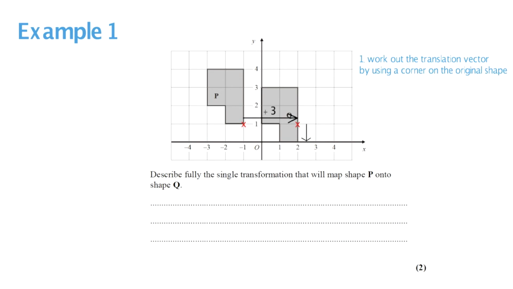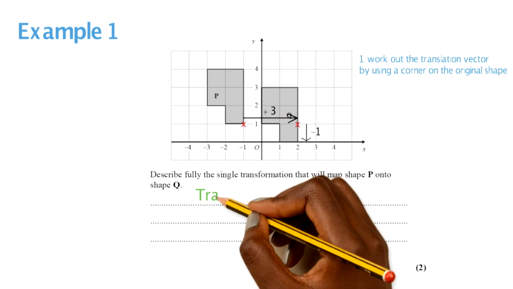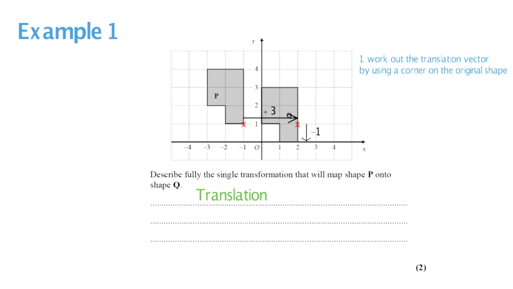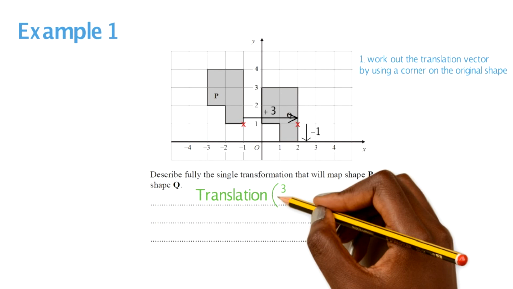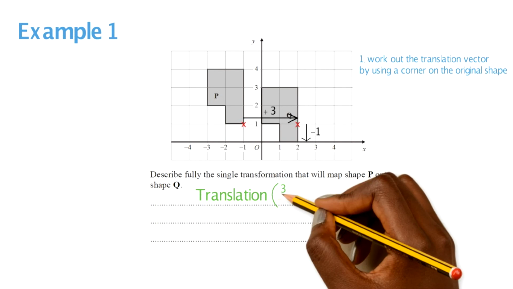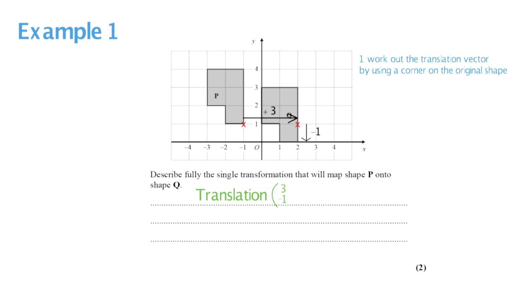So it's gone 3 across and it's gone 1 down. Okay, so that's going to tell me that the vector is 3 on the top, minus 1. So it's a translation of 3, minus 1. So you get 1 mark for writing the word translation and 1 mark for actually drawing the vector. Okay, you have to put them both to gain both of the marks. And that's literally it.